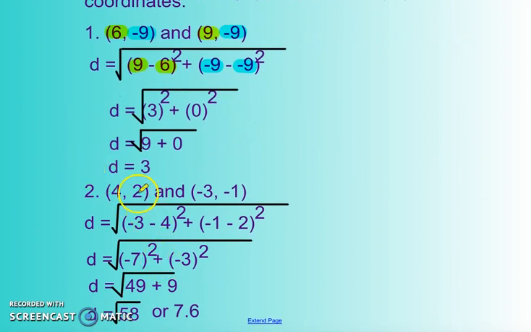If you look at this last problem, first of all, we took the second x minus the first x, and that's right here. We got -7. And then negative 1 minus 2 are the y coordinates. And then we square that. And so once we square these, we get 49 and then 9. We add them together, we get 58, and then take the square root. And we're always going to take the positive because we're dealing with distance. So to the nearest tenth, it would be 7.6.